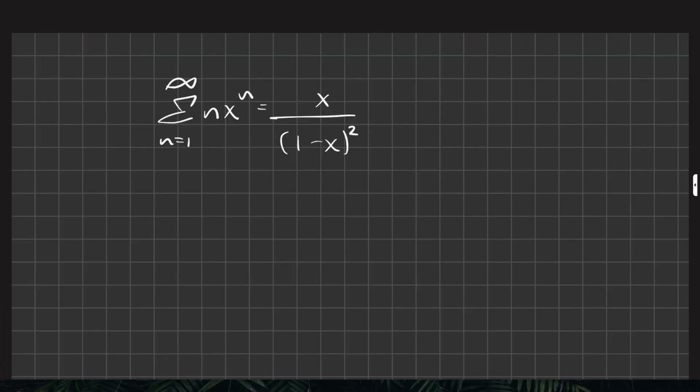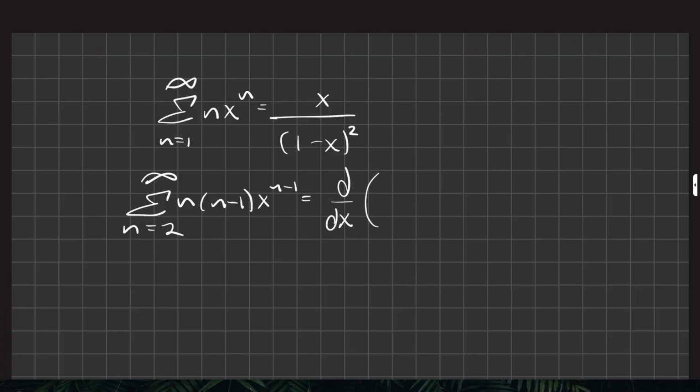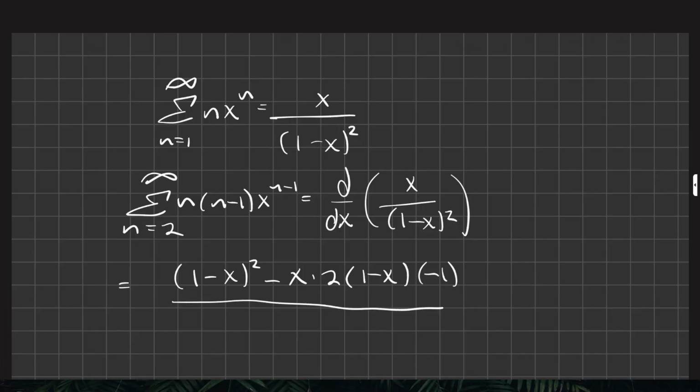And let's differentiate again, and of course term by term is valid as long as the absolute value of x is less than 1. So our series n equals 2 to infinity of n times n minus 1 x to the n minus 1 is equal to d dx of the function x over 1 minus x squared, which is equivalent to, again, you'd have to use quotient rule on this, but this would be 1 minus x squared minus x times 2 times 1 minus x times negative 1, all over 1 minus x to the 4th.